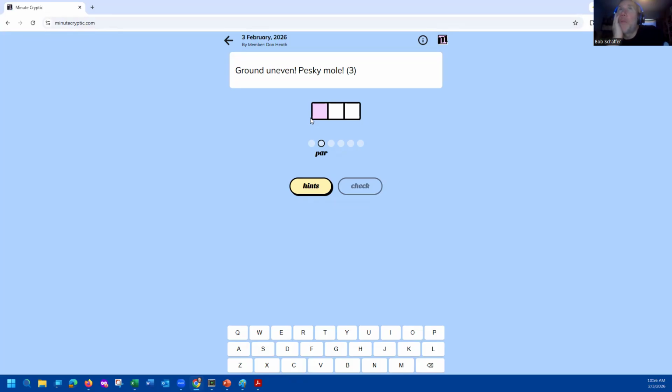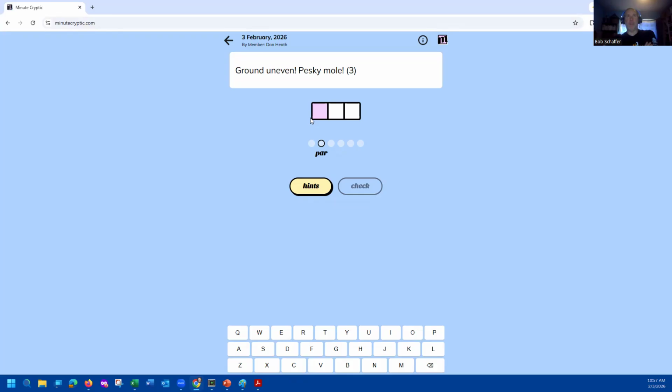I have a feeling there's some sort of a mole that I'm missing. There's mole in chemistry. Avogadro's number, 6.02 times 10 to the 23rd molecules per mole. I'm not thinking that's it. Pesky. Mole. It's got to be another meaning of uneven or ground or pesky that I'm not considering.